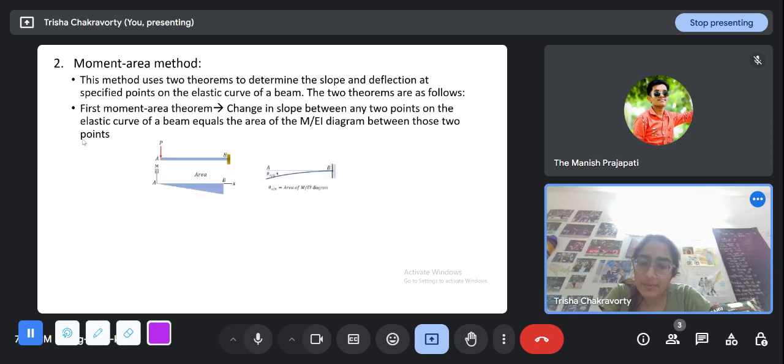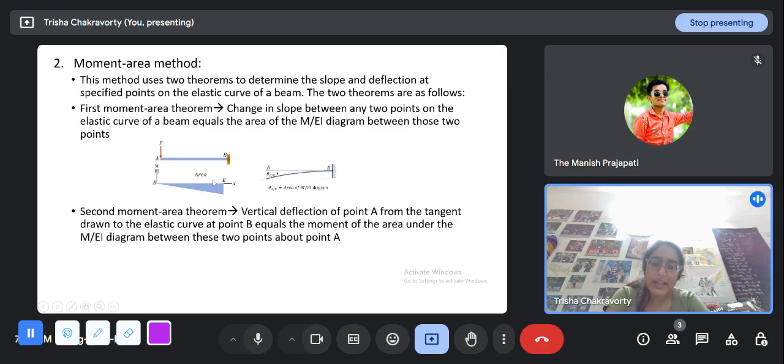Suppose this is a cantilever beam with a point load P here. I will draw the M by EI diagram, and theta of A minus theta of B will be the area of the M by EI diagram between A and B. Second moment area theorem: the vertical deflection of a point A from the tangent drawn to the elastic curve at point B equals the moment of the area under the M by EI diagram between these two points about A.